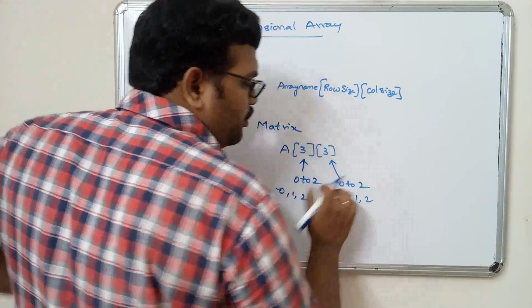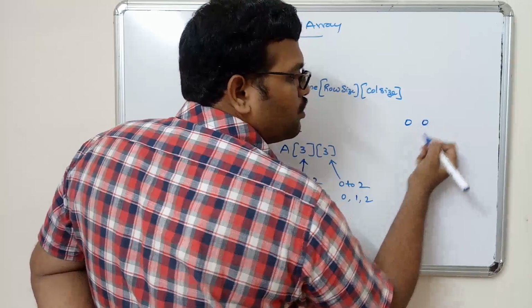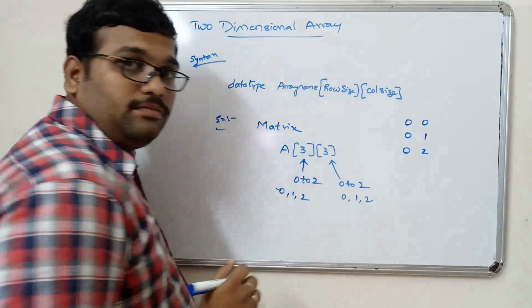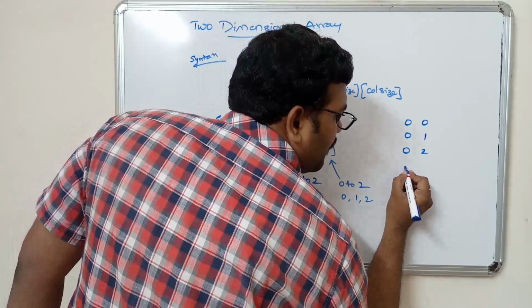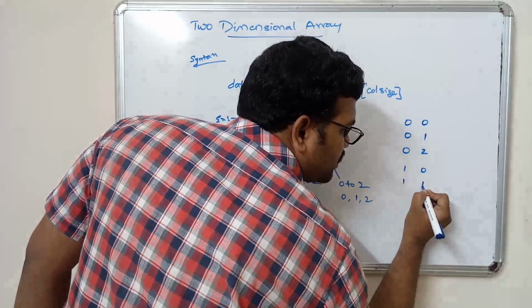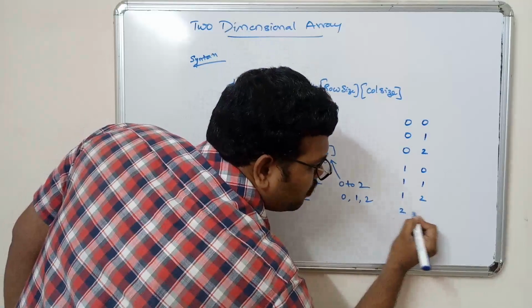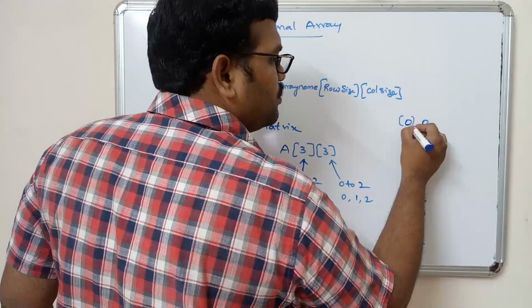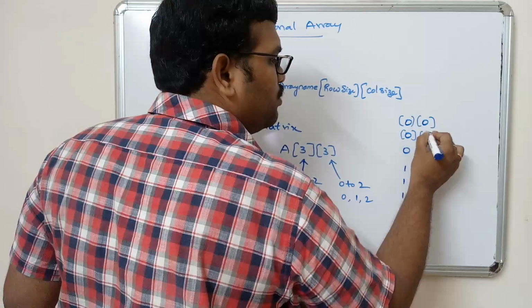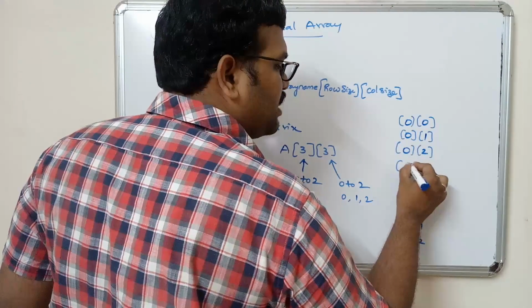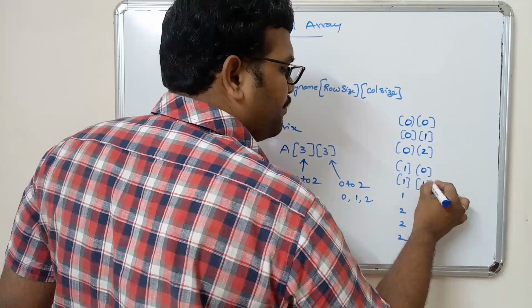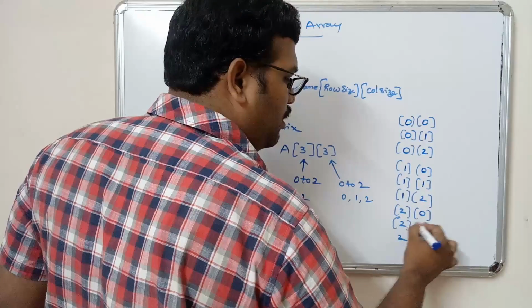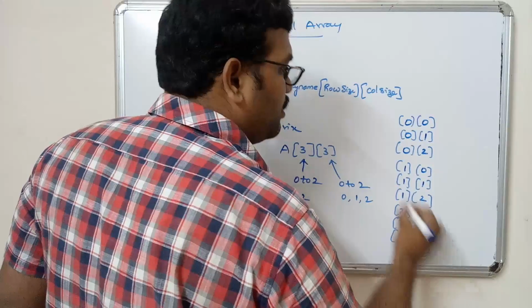That means the first value will be assigned to 0th row, 0th column, next 0th row, first column, 0th row, second column. Then first row, 0th column, first row, first column, first row, second column. Second row, 0th column, second row, first column, second row, second column. So this is the order in which the elements are stored in a two-dimensional array of size 3 by 3. Row-wise it will be assigned. After finishing the first row, the second row will be assigned.